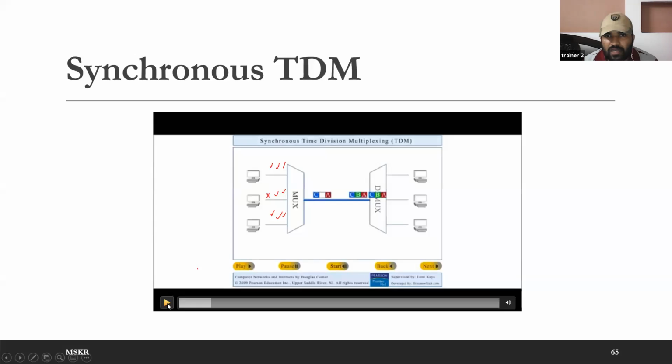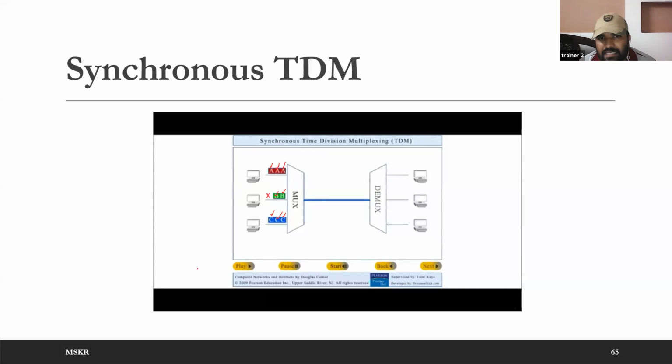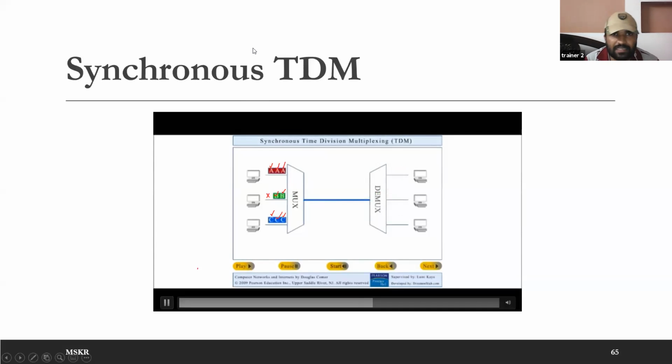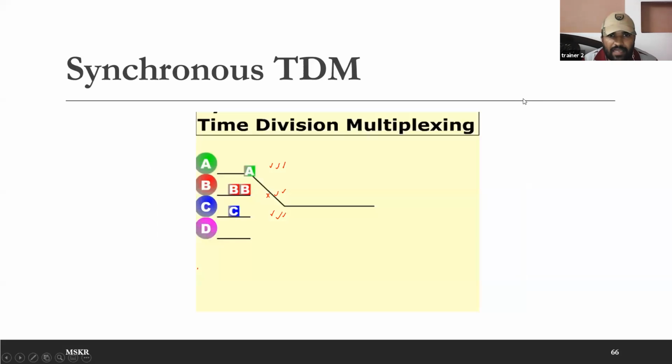So the one slot is left empty. Okay, so that is how a synchronous TDM will work. Okay, so this is not the only slide. I have a few more animations.